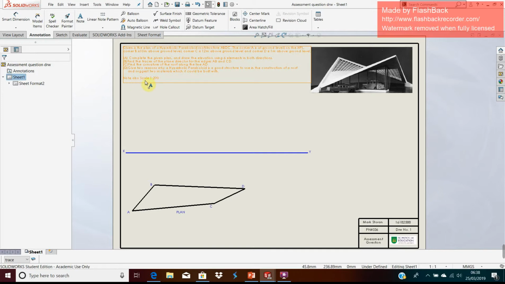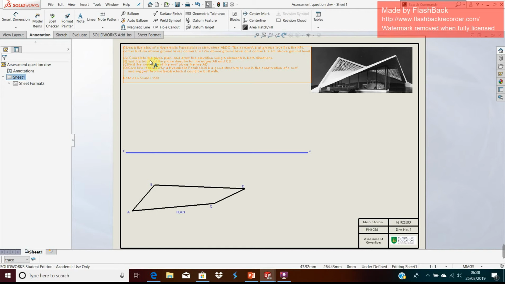So note also it says scale 1:200. So students will have to divide, let's just say for example, 10 meters by 200 and then convert that to millimeters. I just thought this was a bit of an add-on rather than giving them the measurements as they were. They have to do a few calculations.